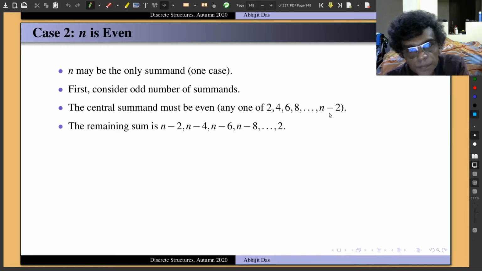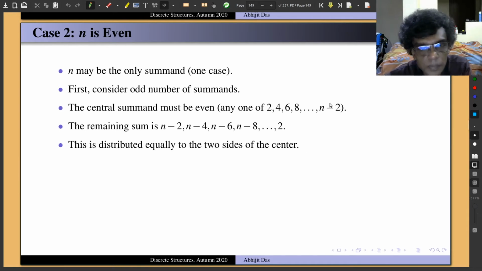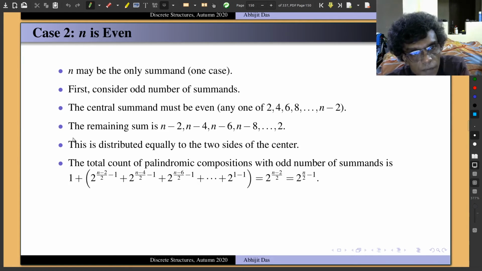That has to be equally distributed to the two sides. Okay. Remaining sum can be this, and it is distributed equally to the two sides. And therefore, using the same formula, the total number of palindromic compositions, including this case of an odd number of summands, is 1 for this case, and then 2 power n minus 2 by 2 minus 1, 2 power n minus 4 by 2 minus 1, 2 power n minus 6 by 2 minus 1. This simplifies to 2 power n by 2 minus 1. This minus 1 and then plus 1 actually cancels. So this is 2 power n by 2 minus 1.